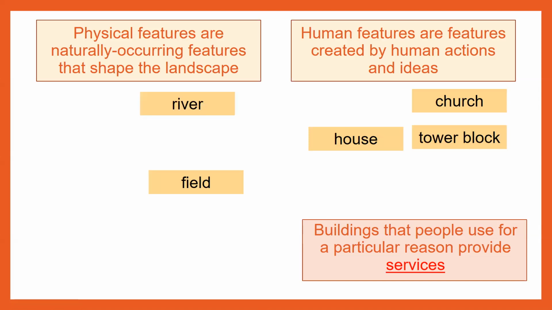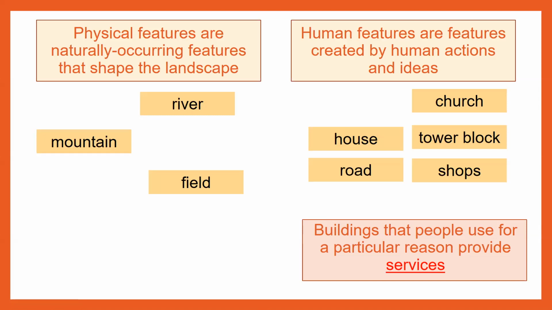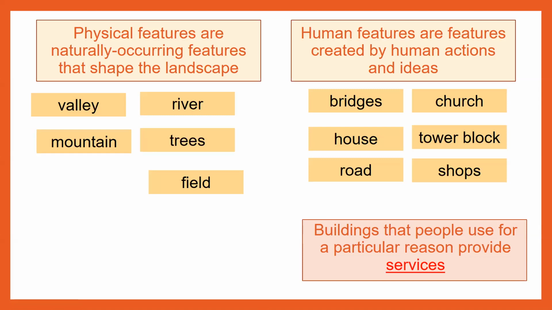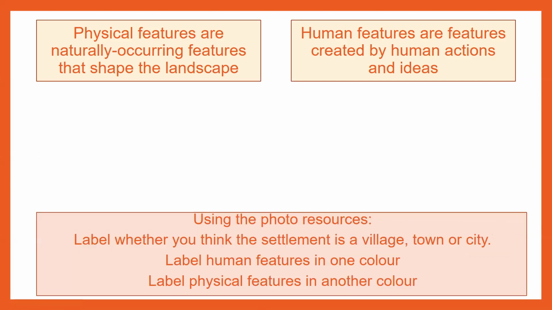River, physical. Mountain, physical. A road has been created by people. Shops, again, created by people. A valley is a naturally occurring feature. Bridges have been created by people. Trees. Hospitals, super.